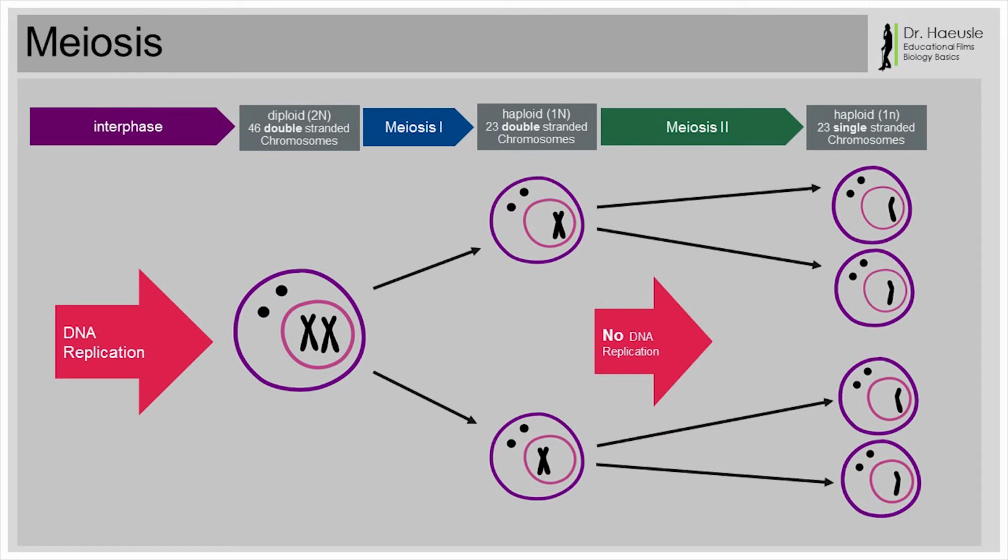So the function of meiosis II is to separate the chromatids of the 23 double-stranded chromosomes. That's right. This is exactly what happens during meiosis II. The procedures of meiosis II are essentially the same as the ones of mitosis.